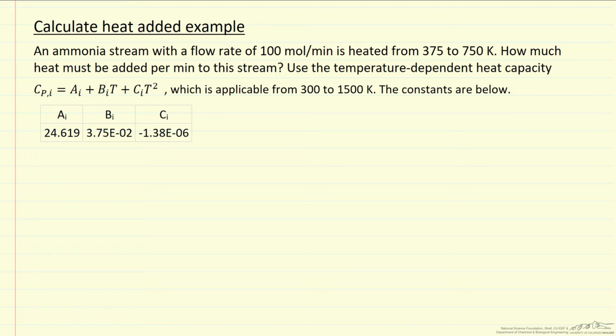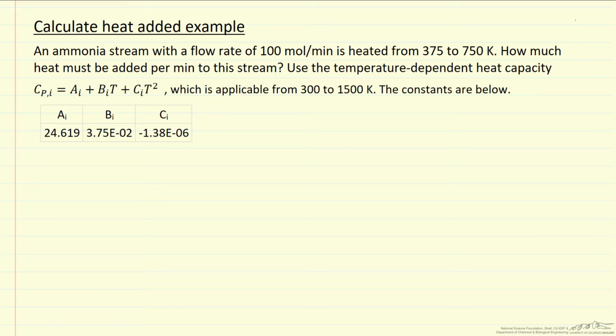We're going to use, in this case, A plus B times temperature plus C times temperature squared, where temperature is in Kelvin. That's important. And the constants are given here. And this heat capacity equation is applicable from 300 to 1500 Kelvin, so it covers the range that we're interested in.